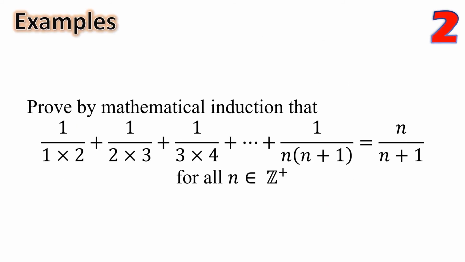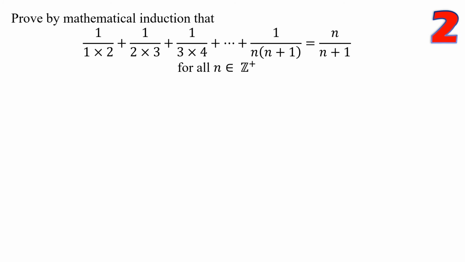Let us have another example. Prove by mathematical induction that 1 over 1 times 2 plus 1 over 2 times 3 plus 1 over 3 times 4 plus ... plus 1 over n times n plus 1 is equal to n over n plus 1 for all n element of positive integers.